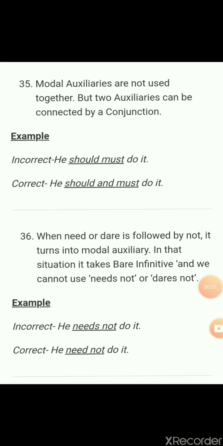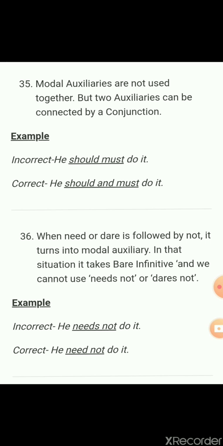Rule number 35 here. Modal auxiliaries are not used together, but two auxiliaries can be connected by a conjunction. Modal auxiliary verbs, you all know. If you are using two modal auxiliaries together, there should be some conjunction in between. Otherwise, the sentence is wrong. Look at the example. "He should, must do it." Should is also an auxiliary, must is also an auxiliary. So, "He should and must do it." That is the correct version.